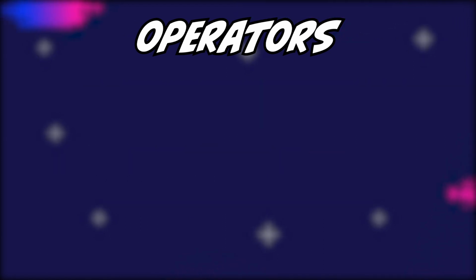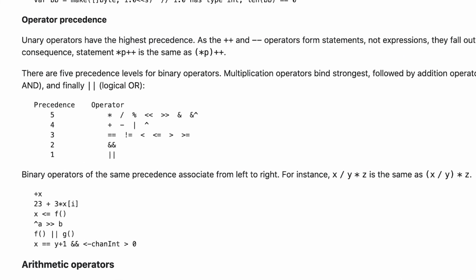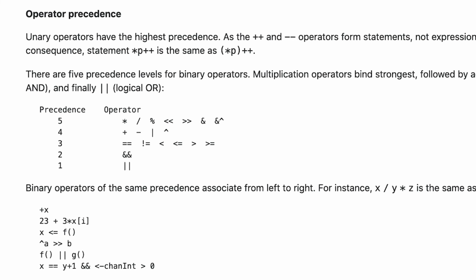But before we wrap it up, there is one last thing I want to talk about, and that is operator precedence. This means that operators are executed in a specific order where some operators have higher precedence. You can find the order here in the specs of the Golang language. Precedence 5 means that this is the highest, where precedence 1 means that it will be executed last. Operators with the same precedence get executed from left to right. Let me give you a quick example of how this works.